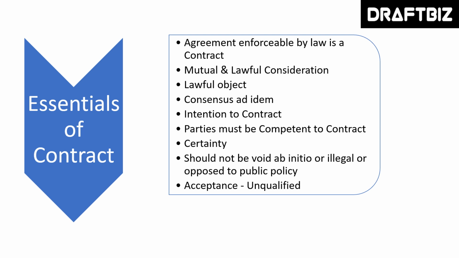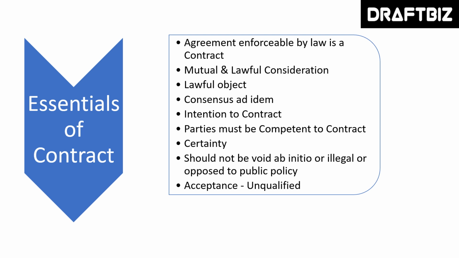Next, it should not be void ab initio or illegal or opposed to public policy. A contract should be enforceable by law. Void basically means not enforceable. If you imagine any activity or act which is forbidden by law, which is declared as illegal, of course that cannot form part and parcel of a contract. For example, if there is any decision implemented by a government through a public policy, and that decision renders a particular activity wrongful or opposed to public interest, then of course that should not be made a part of a contract, because that is against the public policy of the country where you are executing the contract.